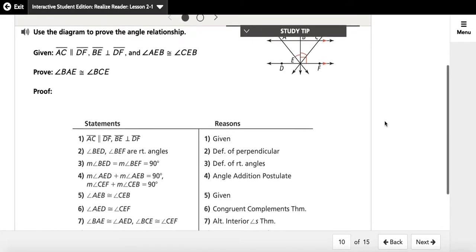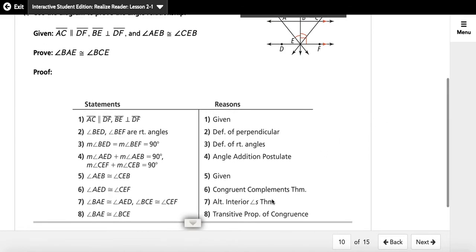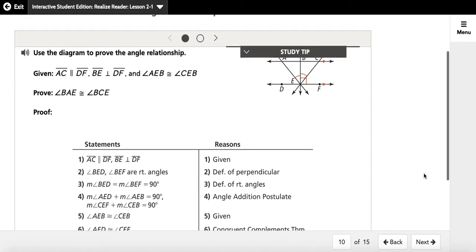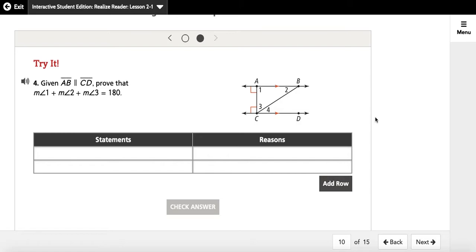Kind of a long way about it, but we did use the alternate interior angles theorem, we used the congruent complements theorem, and some other things that we've used in the past. Now, one for you to try on your own. In the text, this has 8 steps to it. If you're ready, go ahead and click pause and then try to do as many parts as you can. I'll give some hints, and maybe you can click pause anytime.